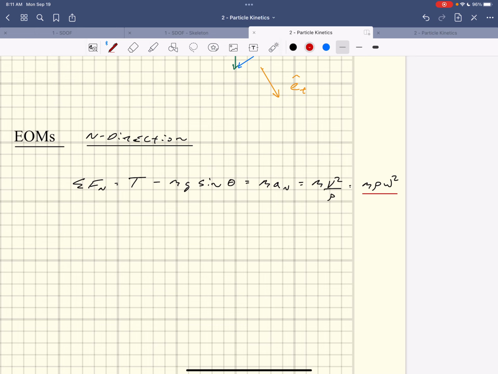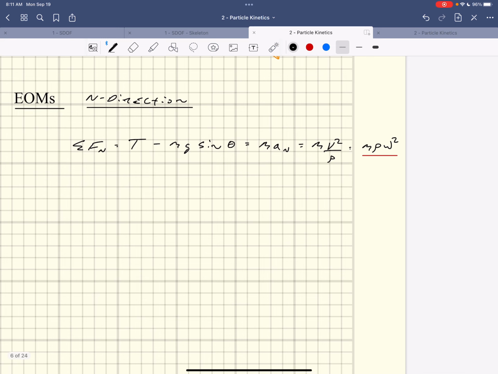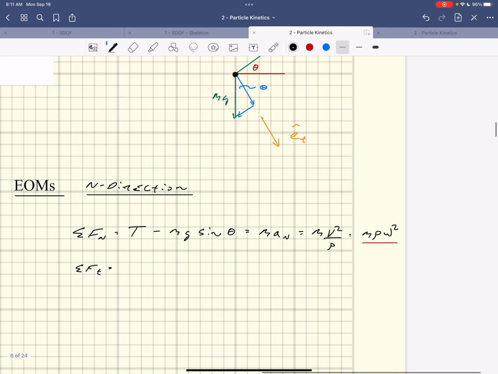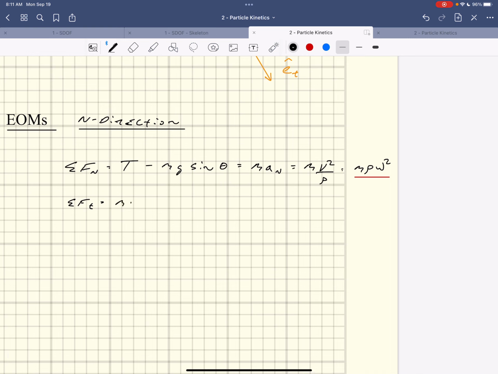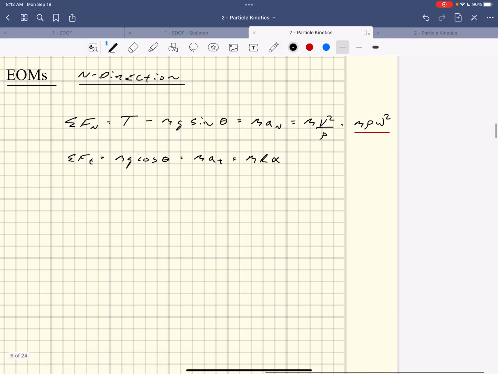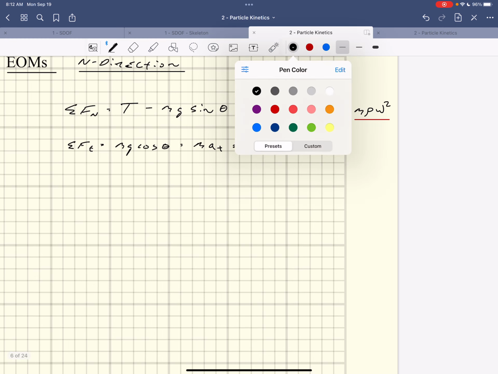So now I look in one of the other directions. The sum of the forces in the t direction is equal to, the only thing we got there is this. That's the only force we have acting in that direction. So that's just going to be mg cosine theta, equal to m a_t, which is equal to m r alpha. These things are changing, traveling in a circle. So if you look back at a circle, that tangential acceleration could just be written as r times alpha. And so I'm going to solve for alpha at this point.